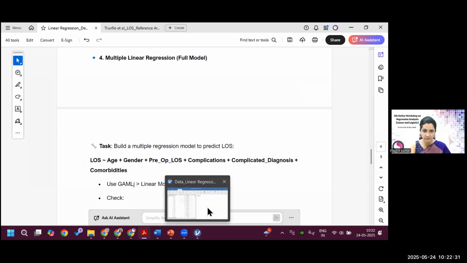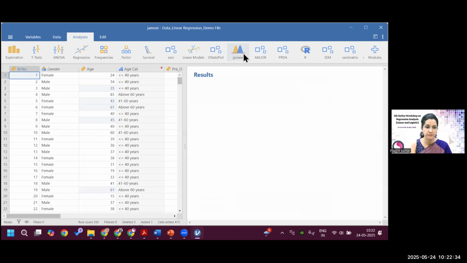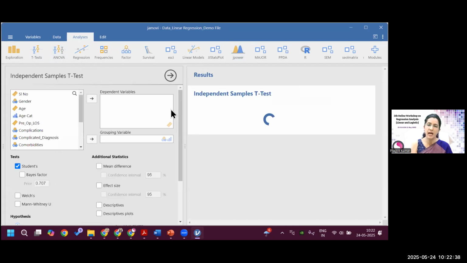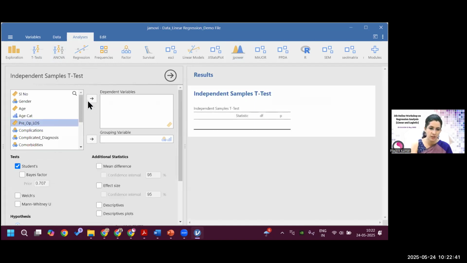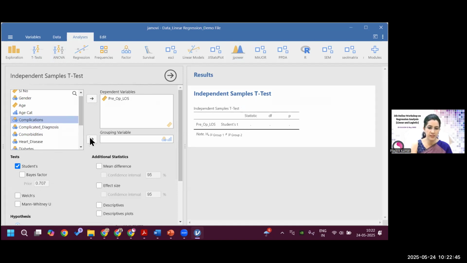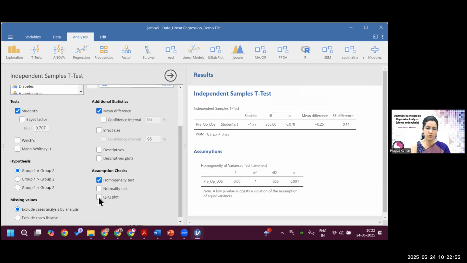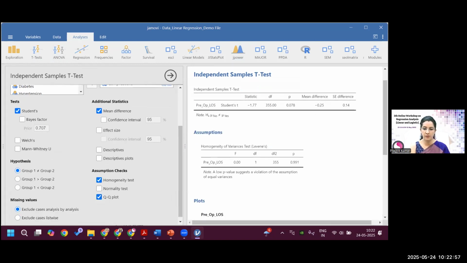So how can you check? You can go to the t-test and choose the independent sample t-test. I'm not going into the assumptions, I'm just checking now. So this pre-op LOS, you can move here, and then complications I can put here in the grouping variable. I can see the mean difference. You can check the assumptions also. Let's say I'll check the homogeneity and the QQ plot. The assumption of homogeneity is met because the p-value is more than 0.05, so I will report the Student test, not the Welch.